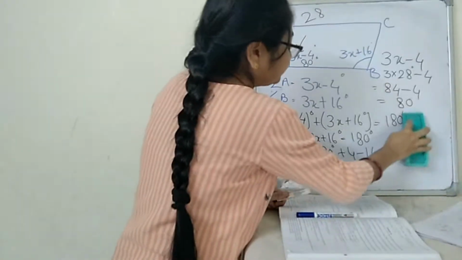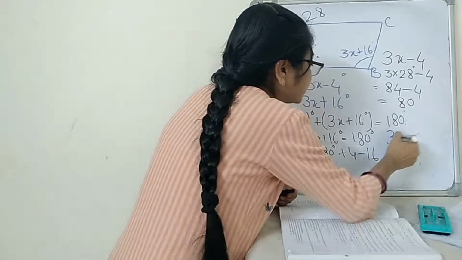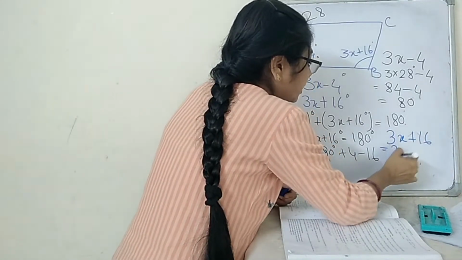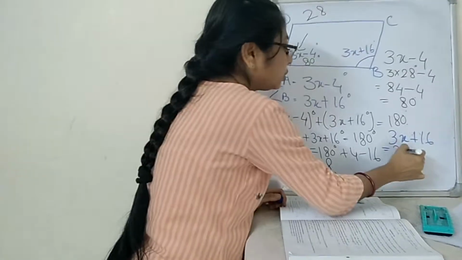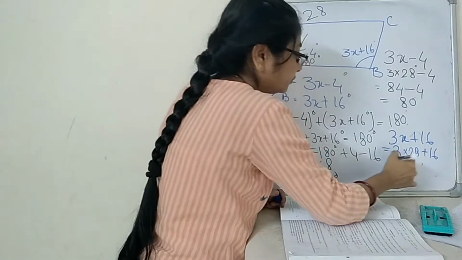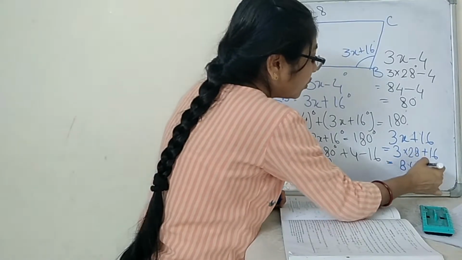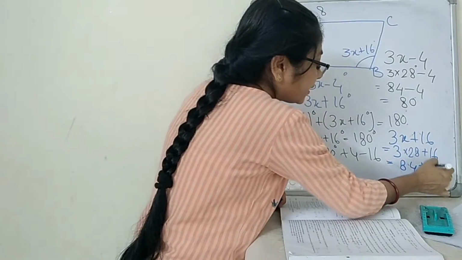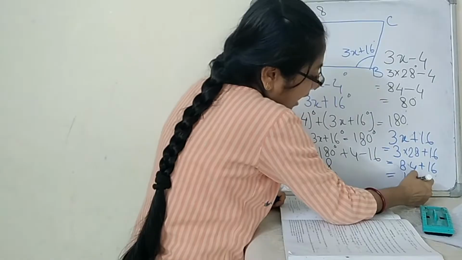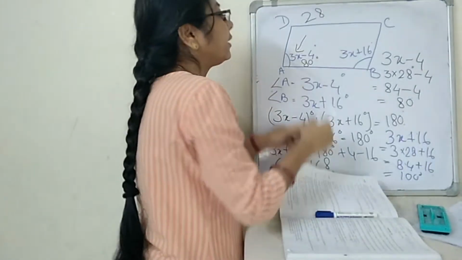Another one. 3x plus 16. 3 into x means 28 plus 16. 84 plus 16. 94... and this is 100 degrees. This is 100 degrees.